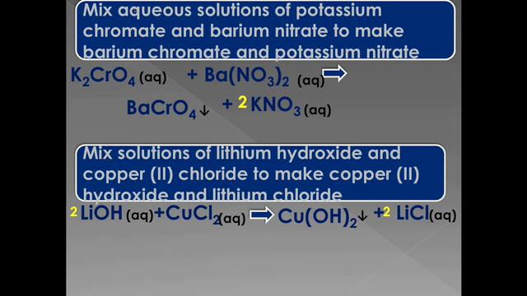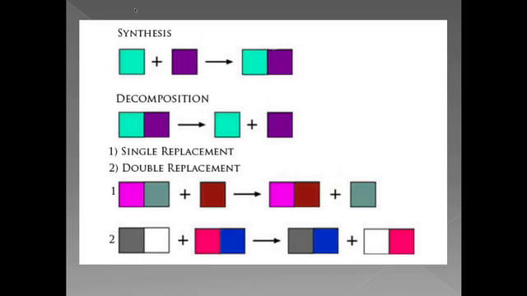Looking at this equation, lithium starts out with hydroxide and ends up with chlorine. Copper starts out with chlorine and ends up with hydroxide, so they made a switch. I can identify this as a double replacement reaction. Here's a visual. We've already talked about synthesis and decomposition. Synthesis is coming together, decomposition is breaking apart. Single replacement is the first one there, and we've talked about that as well. And then double replacement, they switch sides.